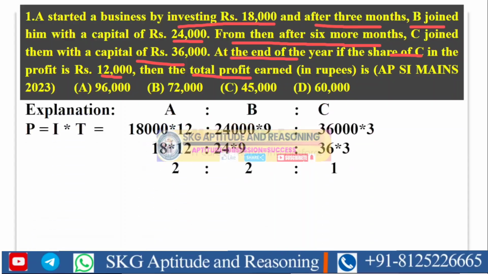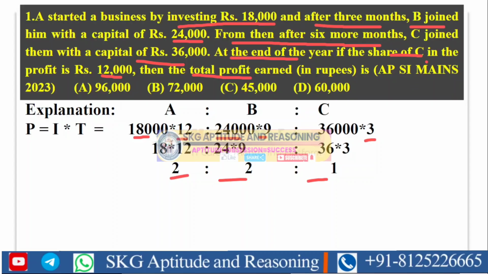If we do the same thing here, A invests 18,000 for 12 months and B invests 24,000. He joined the business 3 months later, which means effectively he was in the business for only 9 months. And C joined the business 6 more months later, which means 3 months and 6 months, so he joined 9 months later, and was effectively in the business for only 3 months. If we simplify the common elements, it becomes 2 is to 2 is to 1.